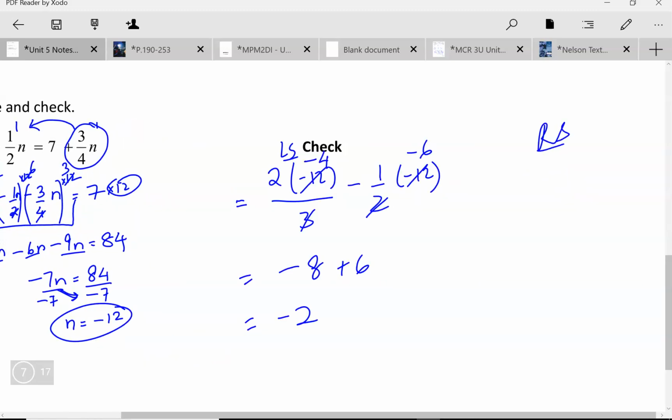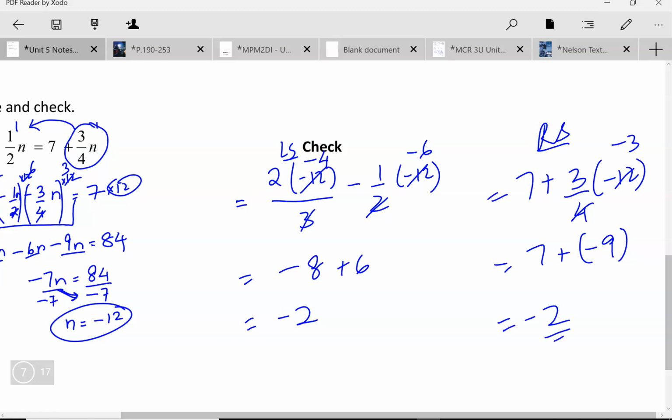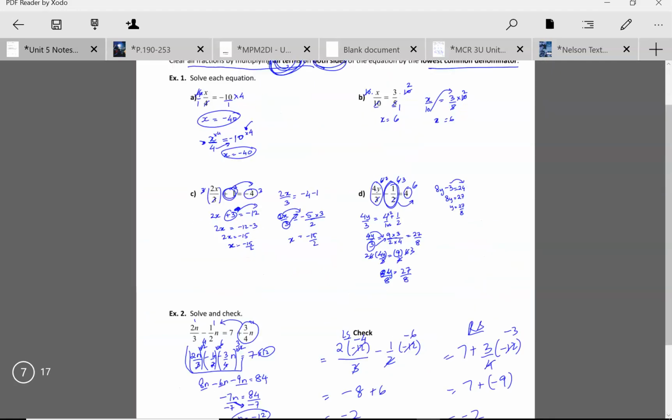On the right-hand side, I have 7 plus 3 over 4 times negative 12, cross-canceling. 7 plus negative 9, which is negative 2. Left side equals right side, therefore checked. And there you go.